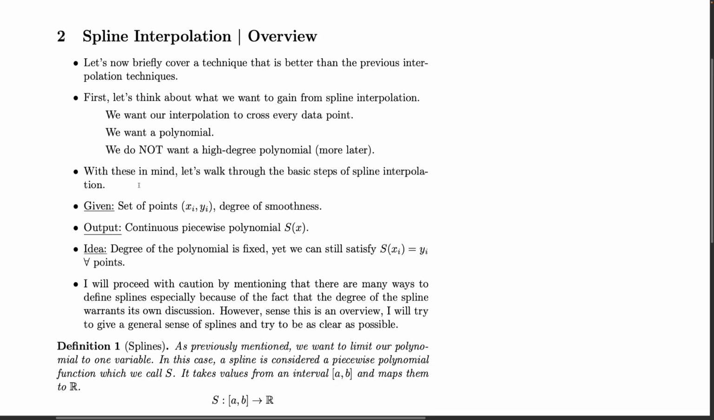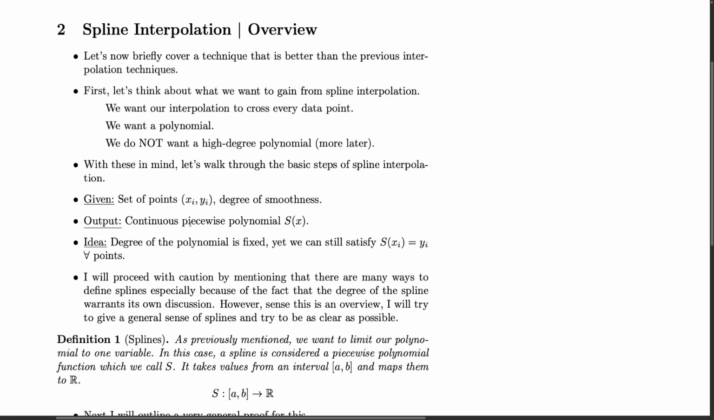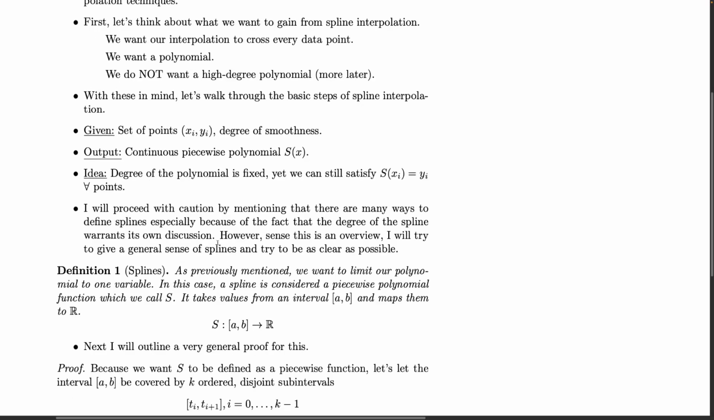So again, our problems always start the same. We're given a set of points, in this case x and y. Degree of smoothness, we don't really need to worry about this definition. This is more of an analysis definition. But we want our output to be a continuous piecewise polynomial, which in this case we call s of x, s for just spline. So the idea behind this is that the degree of the polynomial is fixed. As we mentioned, we don't want a high degree polynomial, so we're going to put a restriction on it and restrict the degree of the polynomial, but we still want to satisfy our polynomial equal to y sub i, in this case s of x sub i, and that's for all points.